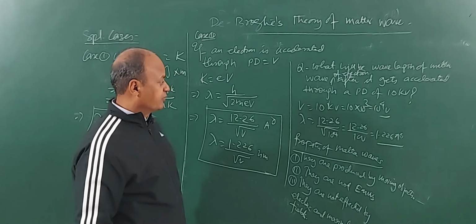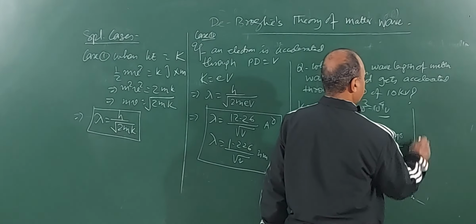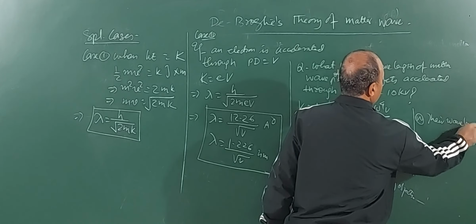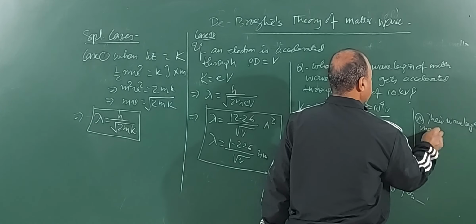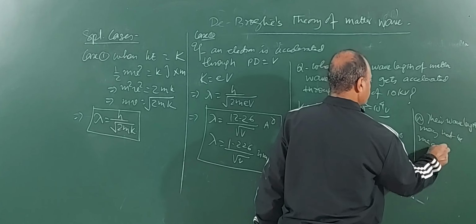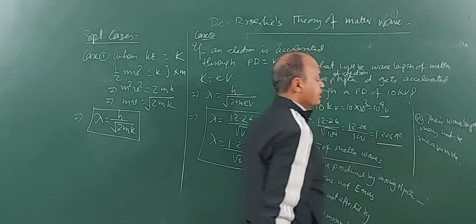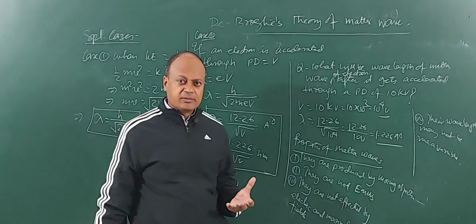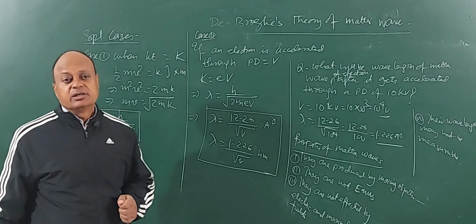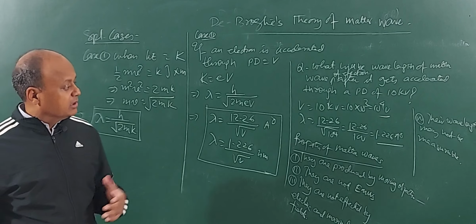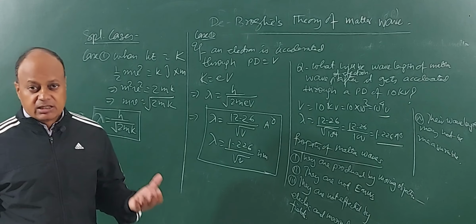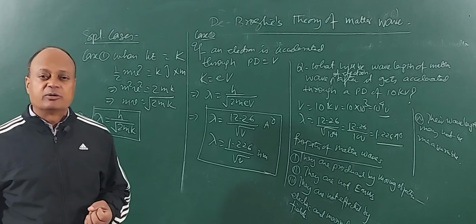Clear? Now the fourth property is their wavelength may not be measurable. Many times, for macroscopic objects, not microscopic, large bodies which are moving at a very slow speed, which have very large momentum, high velocity, greater mass, their wavelength cannot be determined.